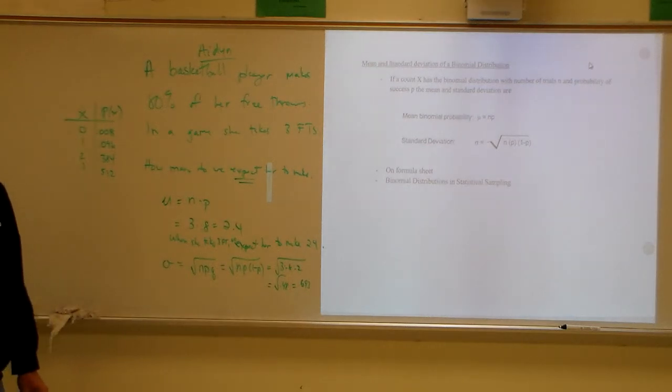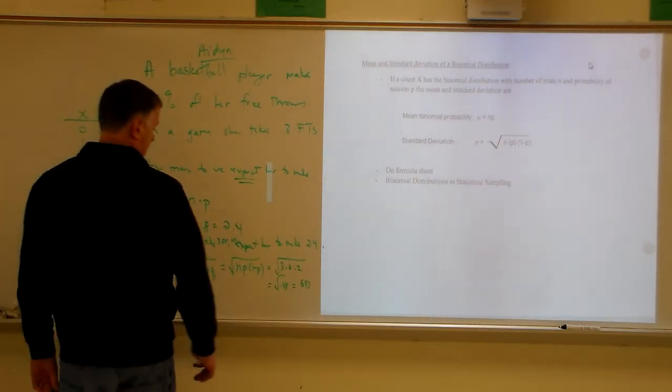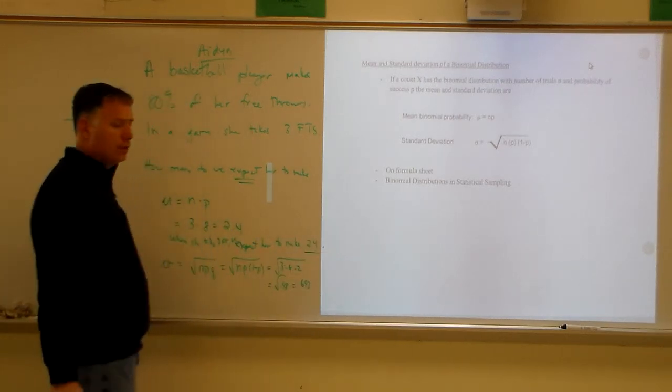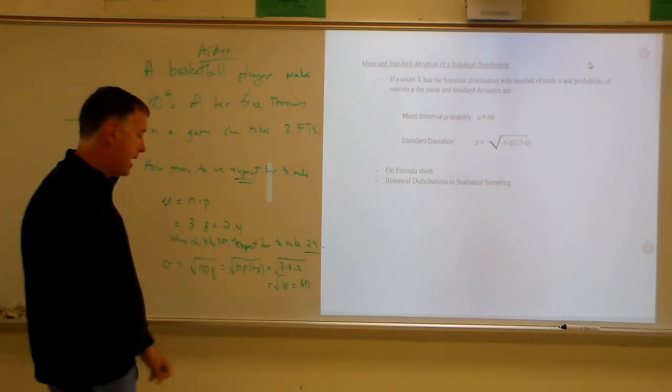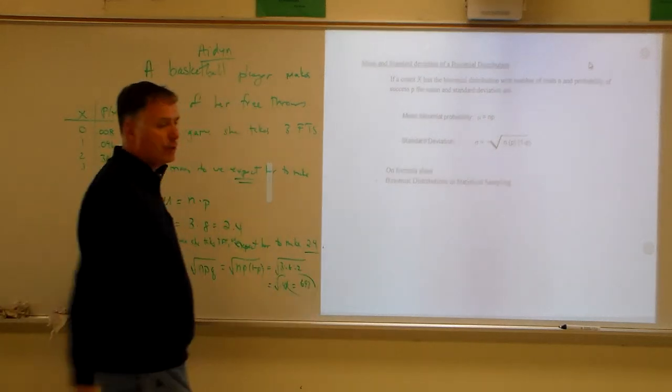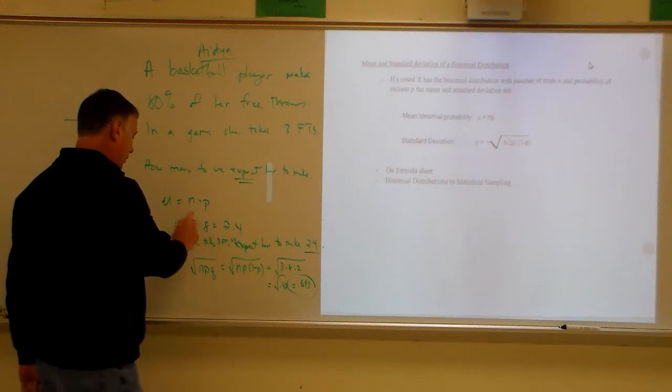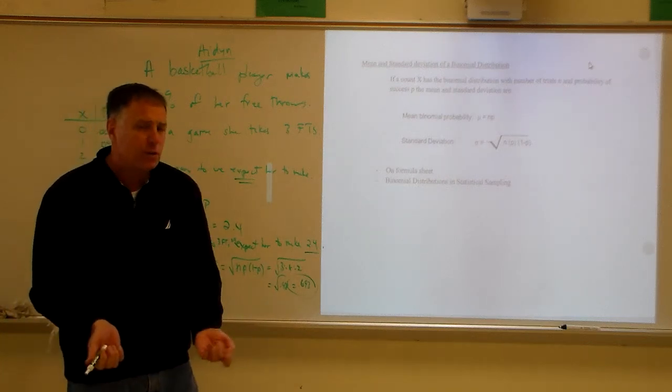Okay, and so if I wanted to interpret that, when she takes 3 free throws, we expect her to make 2.4 free throws, and we expect that to vary by 0.693 free throws. Now, it doesn't really make that much sense. We're only taking 3, but that was the example that we used.